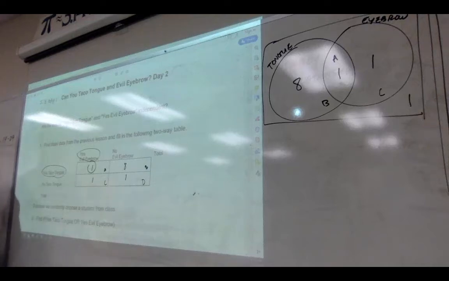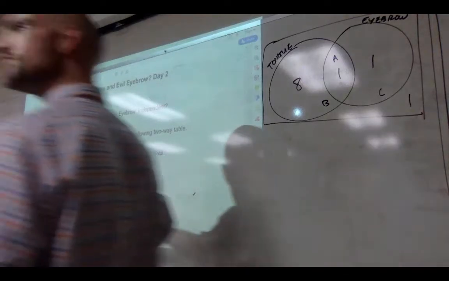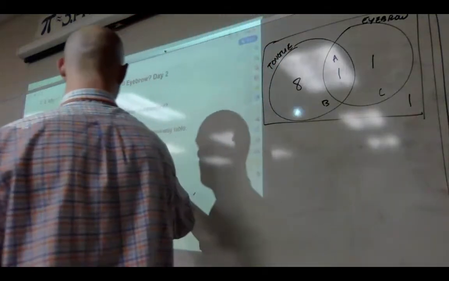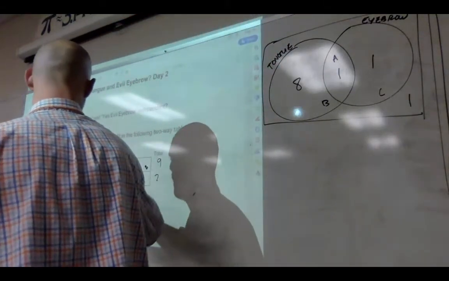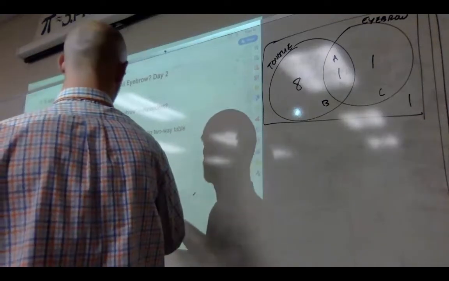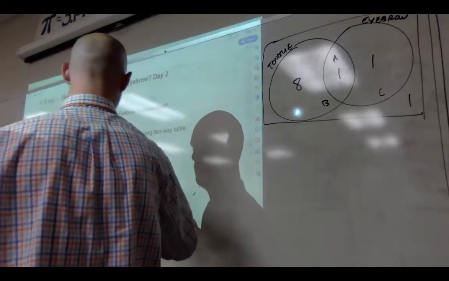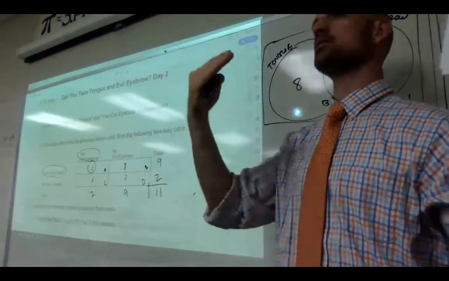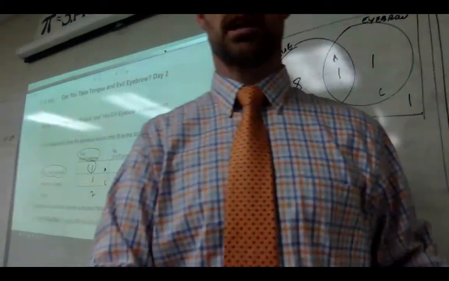You're going to be finding some conditional probabilities. What's the probability of this given that a certain event? My encouragement to you on any two-way table, as I said last time, would be to fill in these numbers. 9, 2, 9, 2. Our totals were 11. Go ahead and work on numbers 1, 3, and 4 together in your groups.